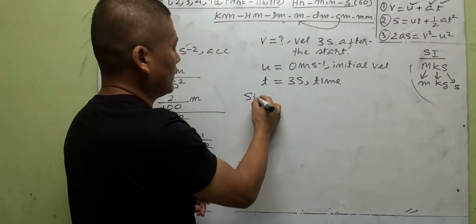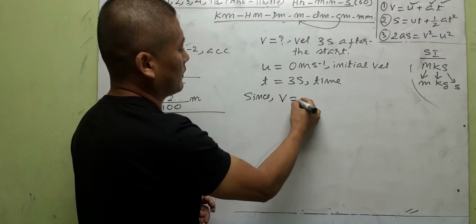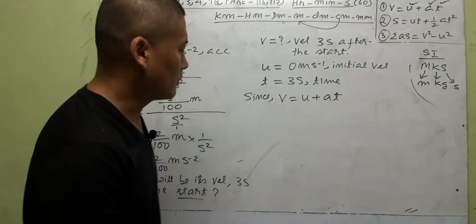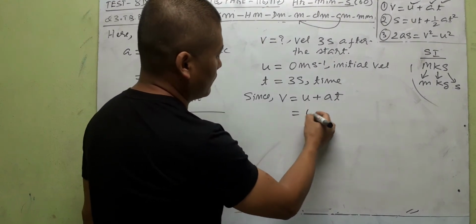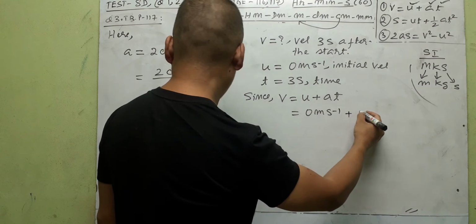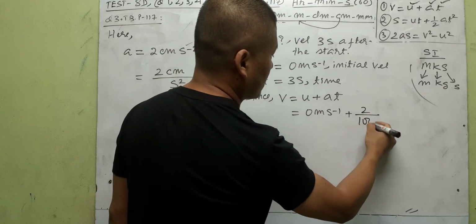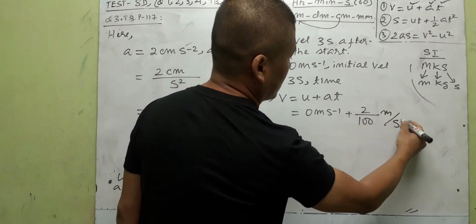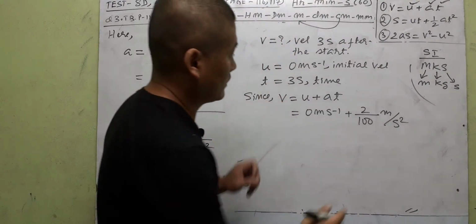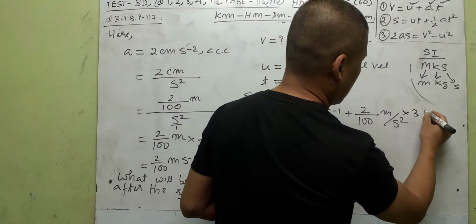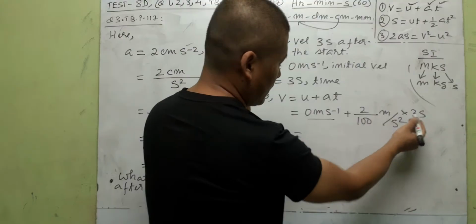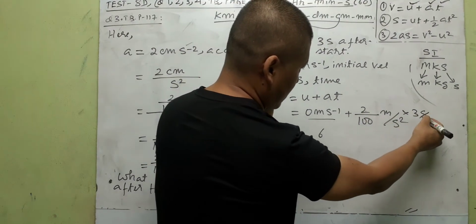So the famous equation, the first one itself is going to solve our problem. So V is equal to U plus A T, if we use it. So that is equal to U is 0 meter per second plus A is 2 by 100 meter per second square, as you can see here. Then T here is 3 seconds, so we can just put that into 3 seconds. This part will disappear. Then here 2 3s are 6, and second here 1 gone.